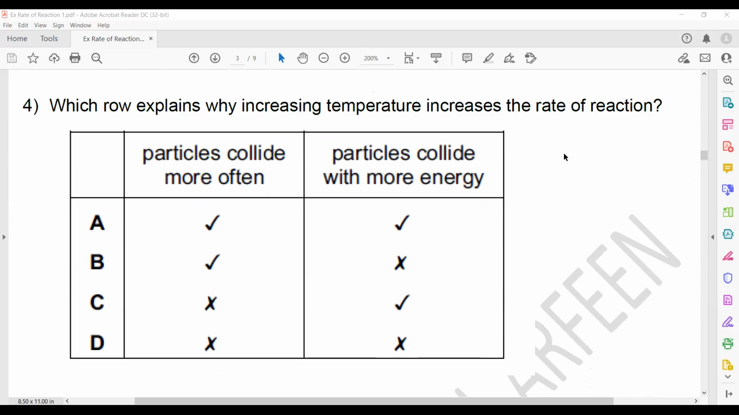Another question, which row explains why increased temperature increases the rate of reaction? When we increase the temperature, the particles collide more often, more frequently. That's true. And they will have more energy. That is also true. So A is the right answer.